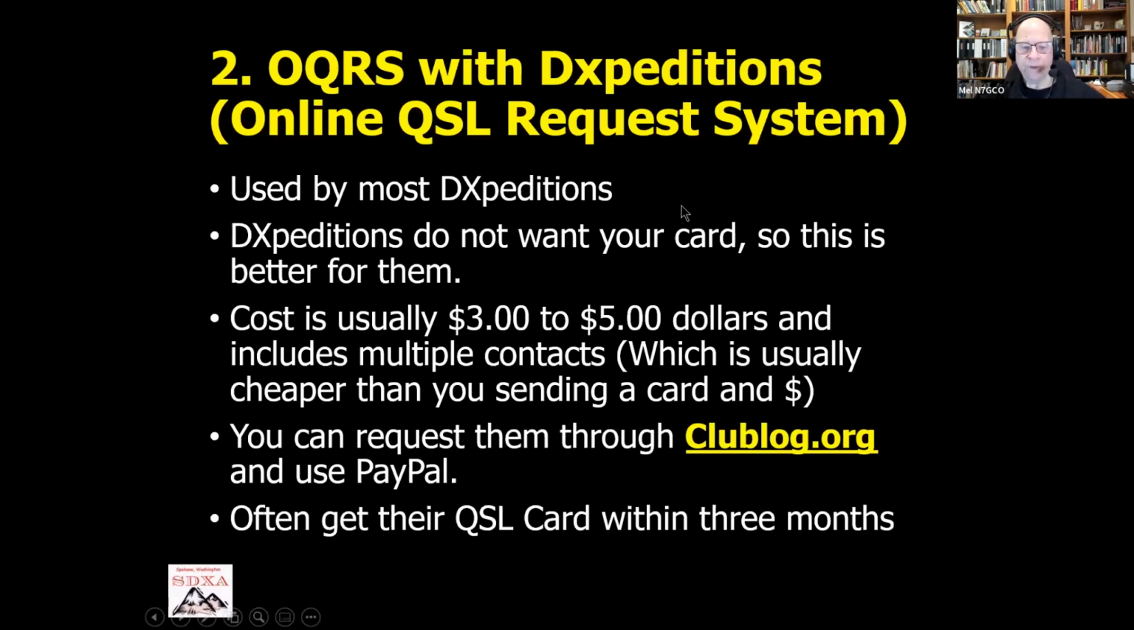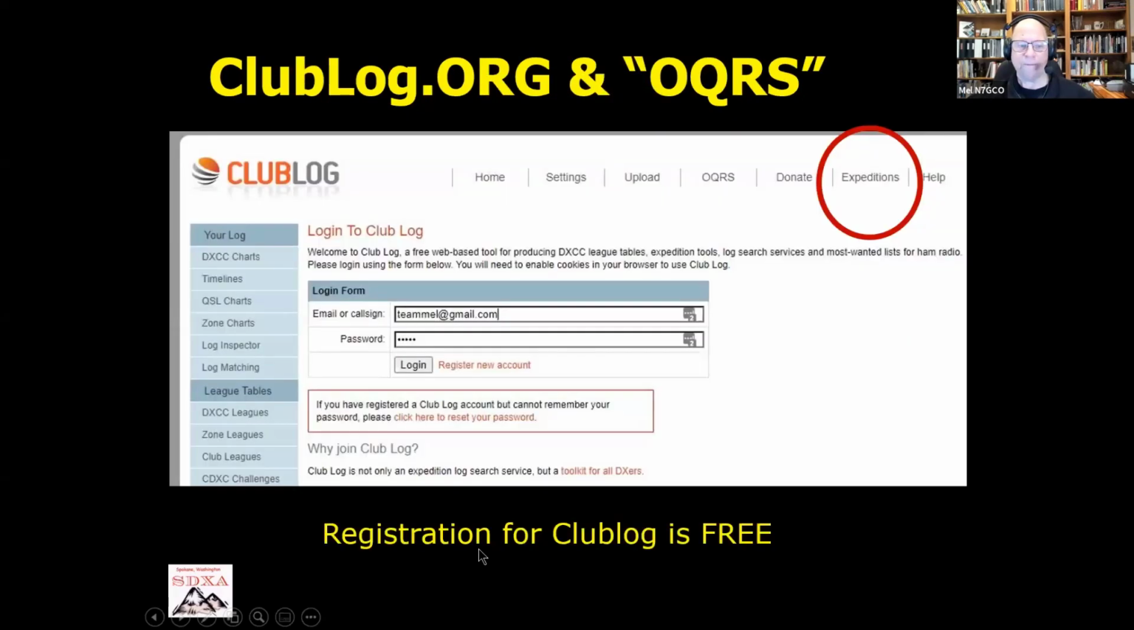give you a card. And the cost of this is usually going to be from $3 to $5, but it'll include multiple contacts. Like on South Oakley, for example, I had 14 contacts with them for $5 that they verified. I'll show you how this all works. And you get and request them through Club Log. And you can pay with PayPal. By the way, Club Log is free. And usually you'll have the card within 3 months. But I'm going to walk you through this to show you what it looks like.